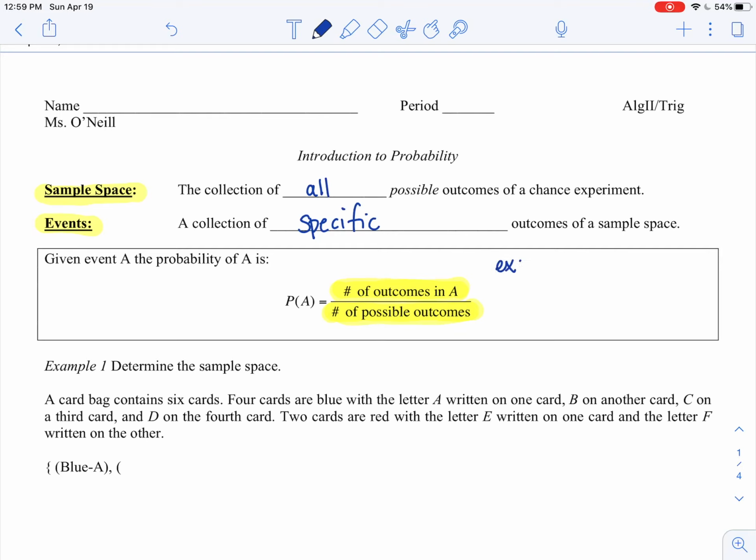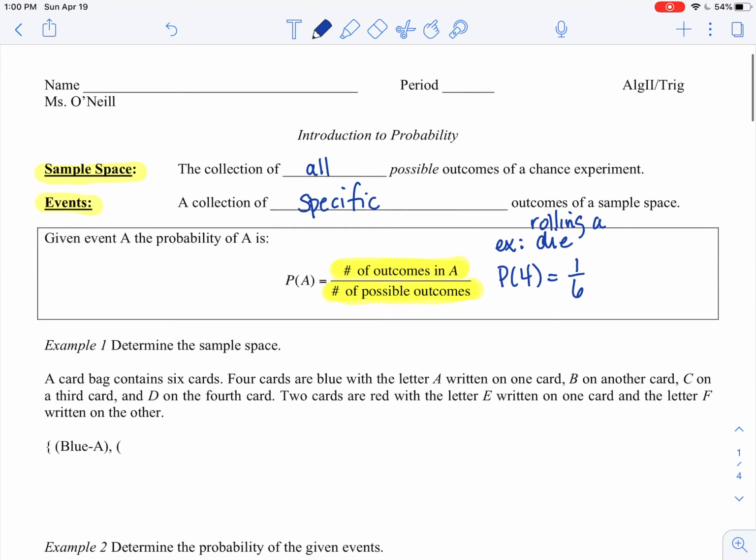So for example, let's take rolling a die. Let's say we wanted to find out the chances of landing on 4. Well, if you take a die, how many sides have a 4 on it? Only one side has a 4 on it. How many sides are there on a die altogether? 6. So the probability of landing on 4 when you roll a die would be 1/6.